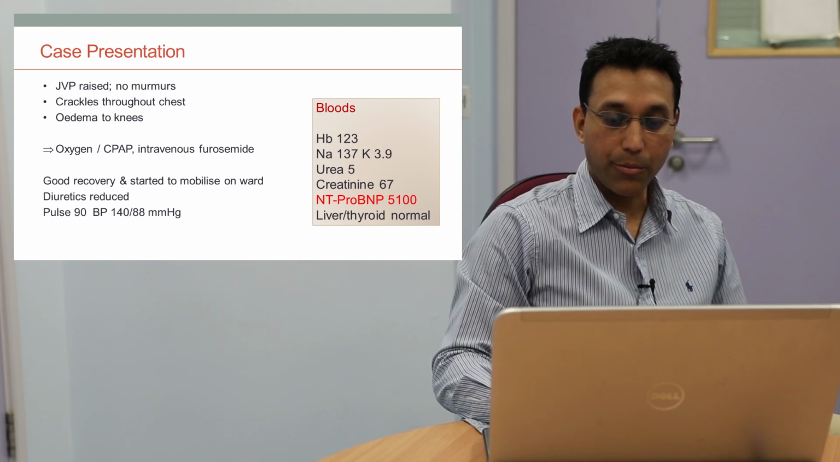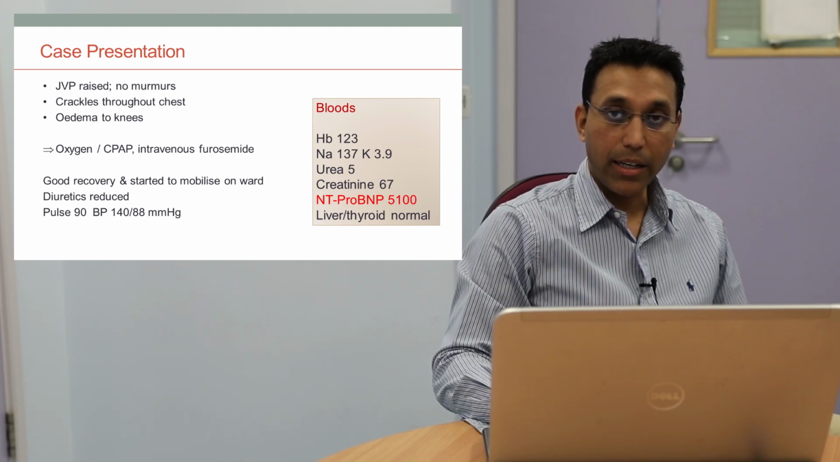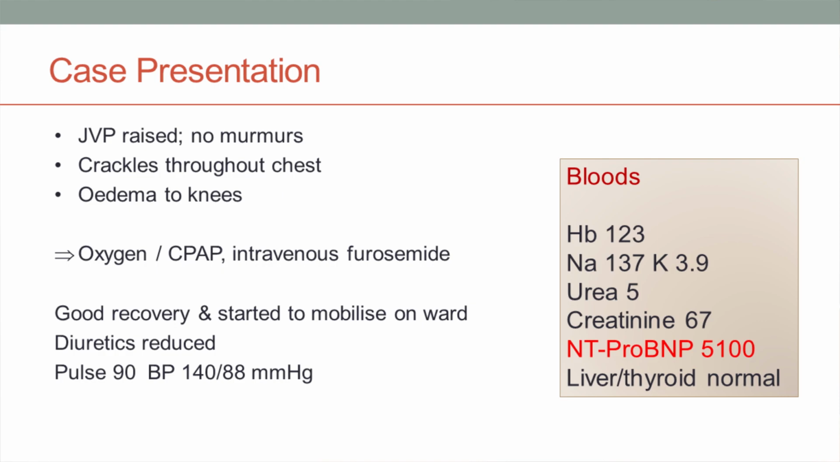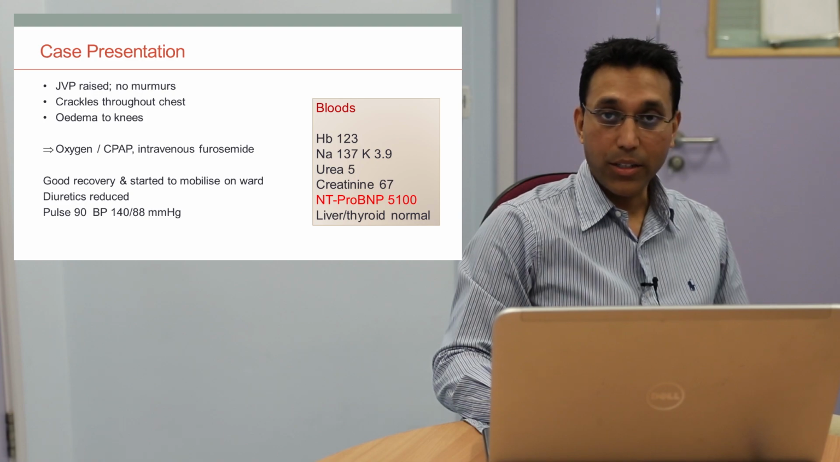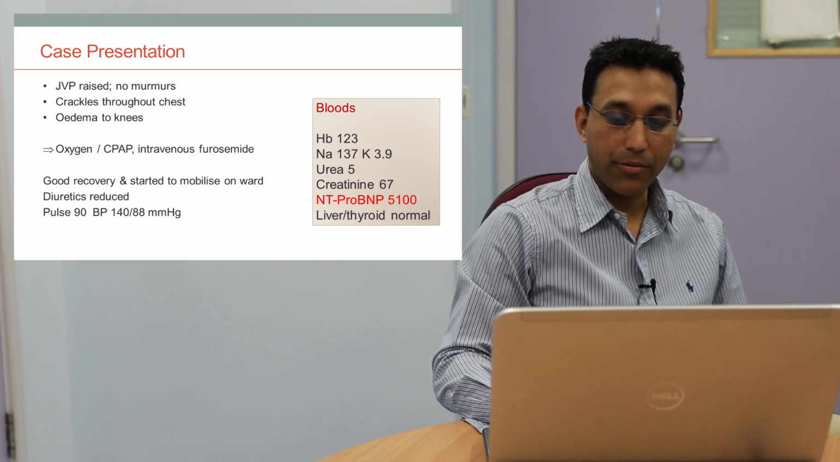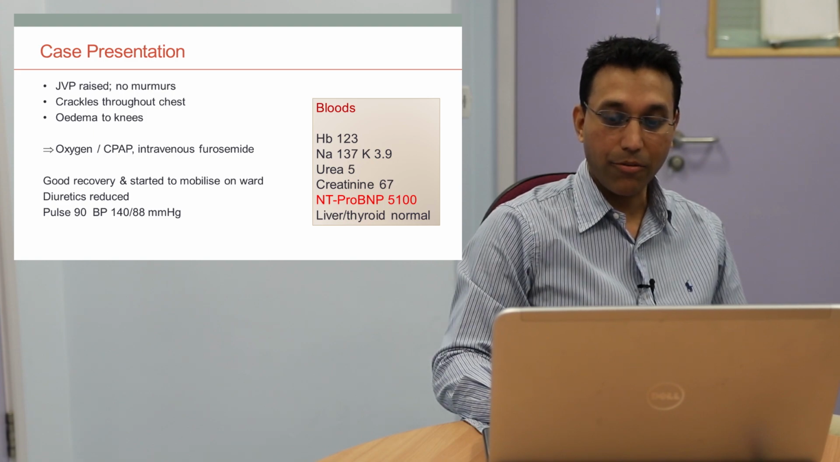of fluid overload and was managed with oxygen and CPAP and IV furosemide to good effect. Following stabilisation, her pulse was 90, blood pressure 140 by 88. Now, you'll note plasma NT-proBNP was significantly elevated at over 5,000, and it's well known that NT-proBNP levels correlate with prognosis in patients with acute and chronic heart failure.